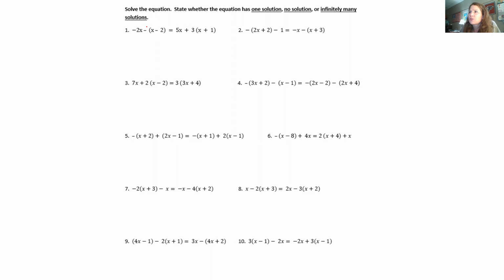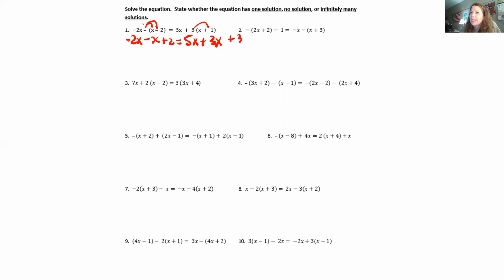The first thing you're going to do is distribute that negative sign. That's just like saying that there is a -1 in front of the parentheses. Anytime you have parentheses with a -1 in front of it, you have to distribute it to everything in the parentheses. So I'm going to bring down my -2x. -1 times x is -x, and -1 times -2 is +2. 5x plus 3 times x is 3x, and then 3 times 1 is 3.